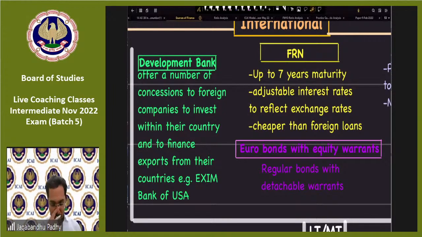That's about the development banks, which operate at a global level, providing funds to international companies for setting up industries in their country. Okay. Tanvi, I'll be uploading the notes today because we'll be completing this topic today. So I'll be uploading this. Okay.